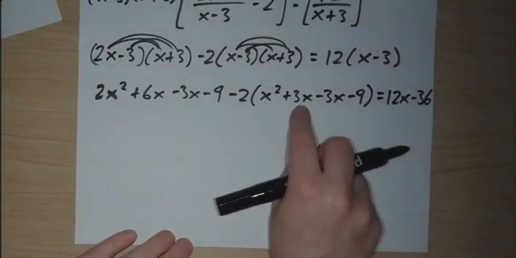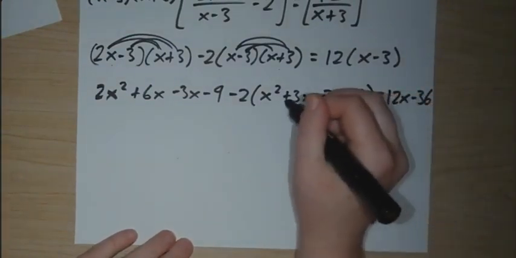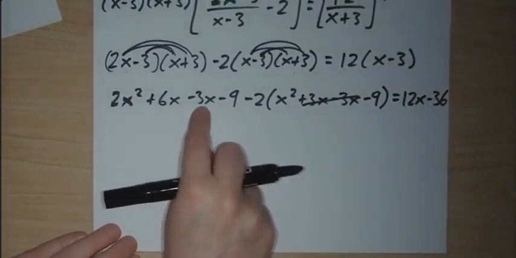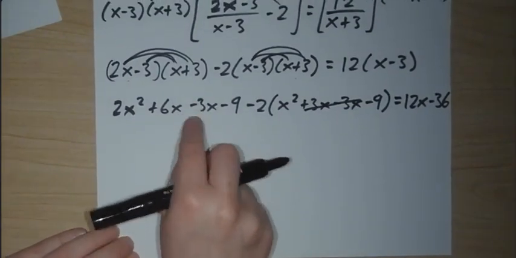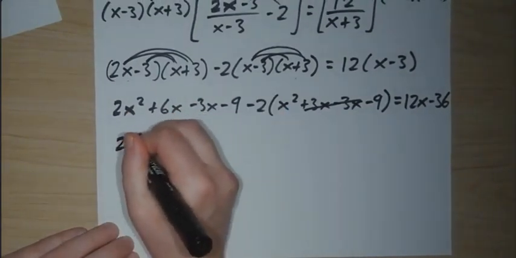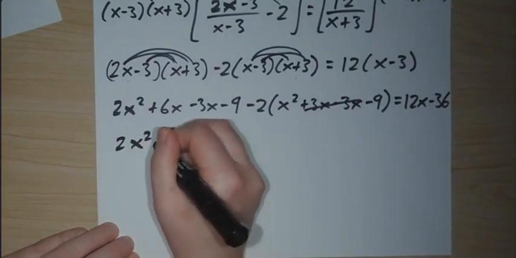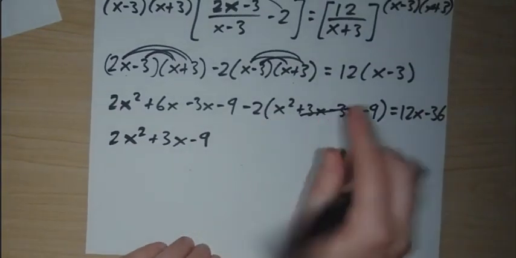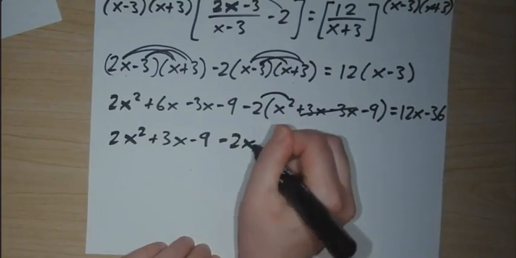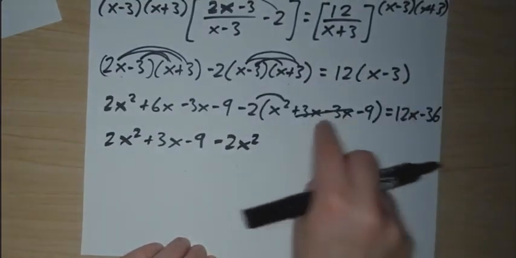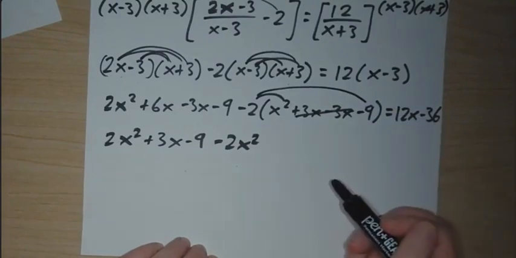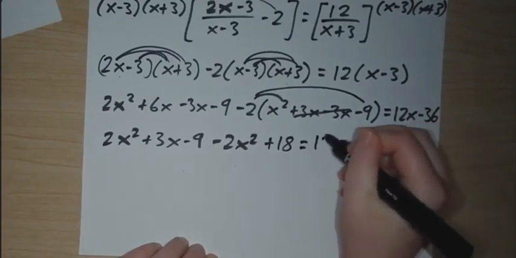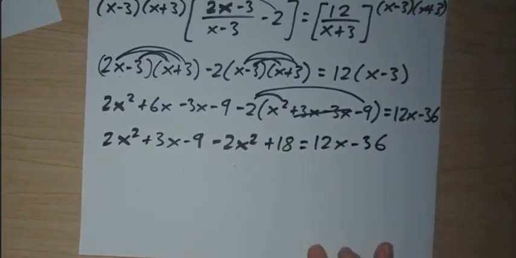So what I'm going to notice first is this plus 3x minus 3x will cancel to 0. And we have this 6x minus 3x, which is just going to be 3x. So we're going to write this as 2x squared plus 3x minus 9. We're going to distribute this 2 through, so we have minus 2x squared. Then this is just 0, so we have negative 2 times negative 9, which is positive 18, is equal to the right side, 12x minus 36.